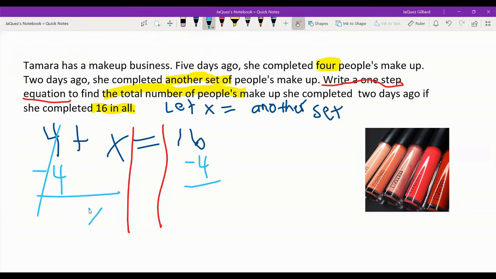Bring down your X. Bring down your equal sign. And what is 16 minus 4? 12. Good job. X equals 12. So, how many people's makeup did she complete 2 days ago? 12 people. Good job.